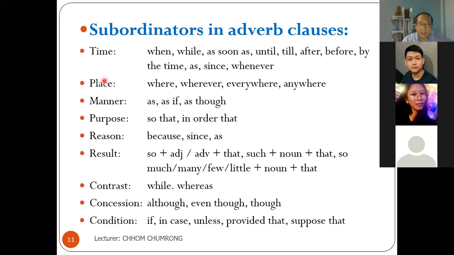About time, about place, you learned already, right? It's like going very fast. Adverb of manner, adverb of purpose: so that, in order that. Then reason: because, since, as. Then result: so plus adjective or verb that. She is so lazy that she never reads books. She is so careless that she never pays attention to the teacher in the class.